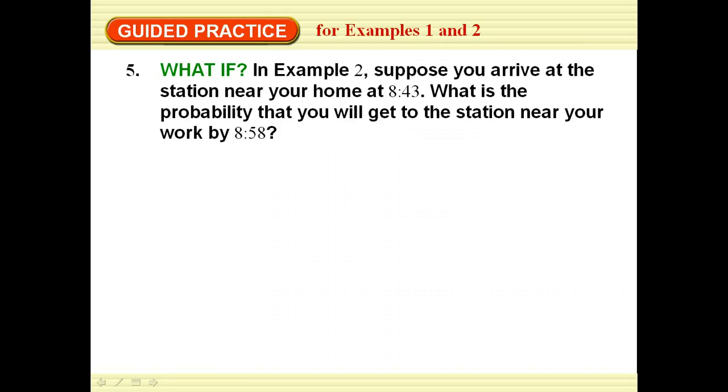What if, in example 2, suppose you arrive at the station near your home at 8:43? What's the probability that you'll get there by 8:58? Well, remember that you would have to leave by 8:49 in order to get there by 8:58. And so that would give you 6 minutes of a wait time. Remember, the longest possible wait time is 12 minutes, so 6 out of 12 is 1/2 or a 50% chance.